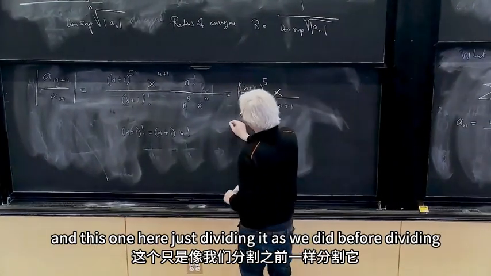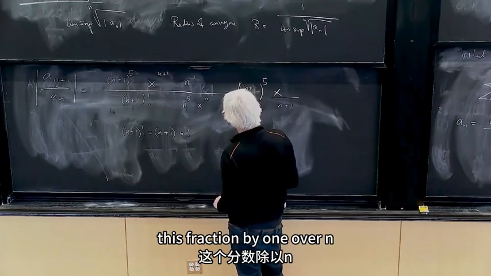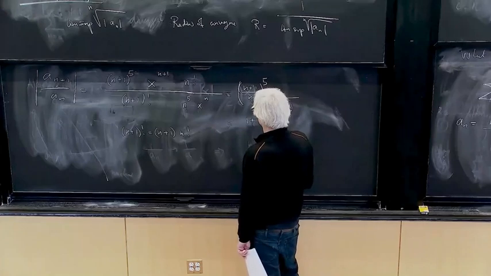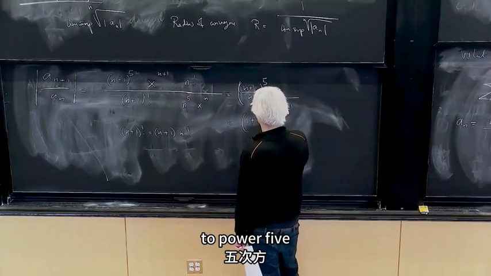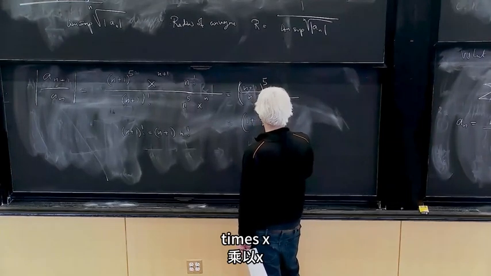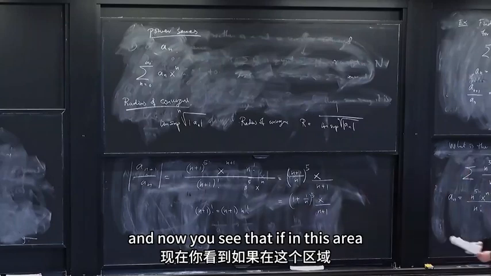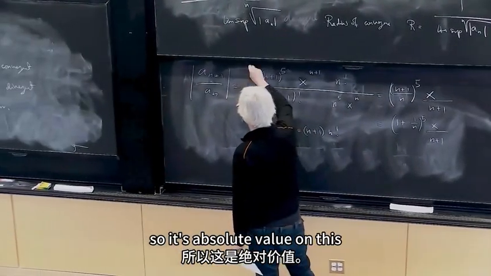And this one here, just dividing this fraction by 1 over n in both numerator and denominator, we get this thing here to the power 5 times x, n+1. And now you see that, and I guess it should have been the absolute value of x here, so it's absolute value on this.